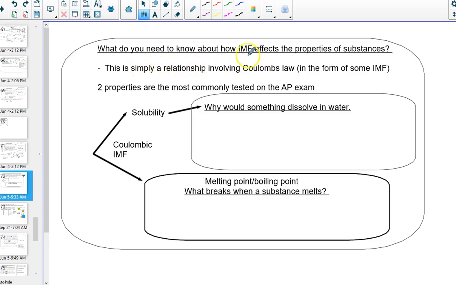So what do we need to know about intermolecular forces' effects on properties? This simply is a relationship involving Coulomb's law in the form of IMFs. Two properties are the most commonly tested on the AP exam: solubility and melting point. So make sure you're aware of that. What about solubility here? Well, okay, that's an important concept here. So when something dissolves, the polarity is what's causing this thing to dissolve.